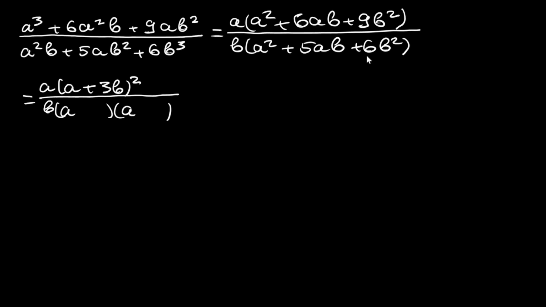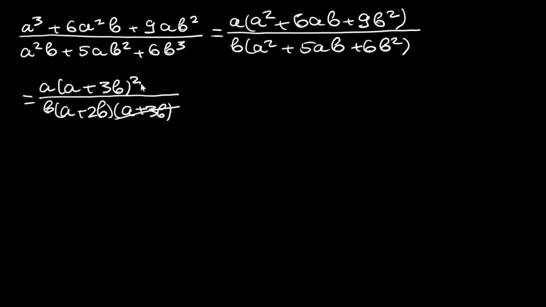Now, we need such constants, such numbers, that when we multiply them we get 6, and when we add them we get 5. And such numbers will be 2 and 3, because 2 times 3 is 6, and 2 plus 3 is 5. Therefore, we write down 2 times b, and plus 3 times b here. And now we see what we can cross out.